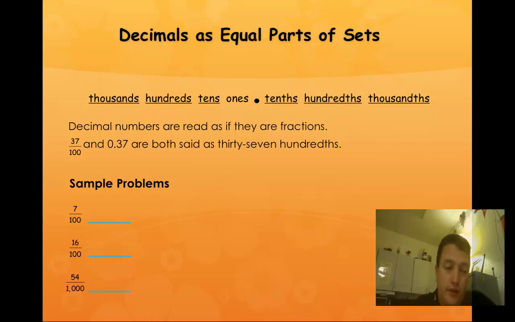So let's take a look at these problems here. Here I can read this number as 7 hundredths. And when I write that, that means my 7 has to be in the hundredths place. You'll notice I put a 0 in here to keep it in that place. I've got to have a placeholder for that, and I'll talk a little bit more about that. The next one is 16 hundredths. And then this one down here is 54 thousandths, which means that 4 is going to be in the thousandths place.